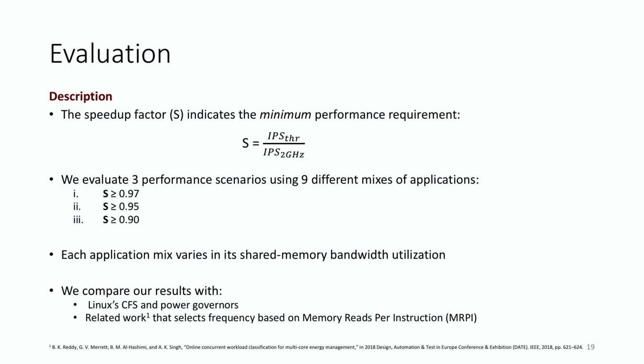We evaluate our experimental results for 9 different groups of applications. This set represents a broad spectrum of shared resource utilization for the Cortex-A15 cluster. We then compare our results with those obtained from using Linux's completely fair scheduler and 4 default power governors: performance, interactive, conservative, and on-demand. We exclude the power save governor because it sets the frequency to the minimum possible level, which is impractical in terms of application performance.